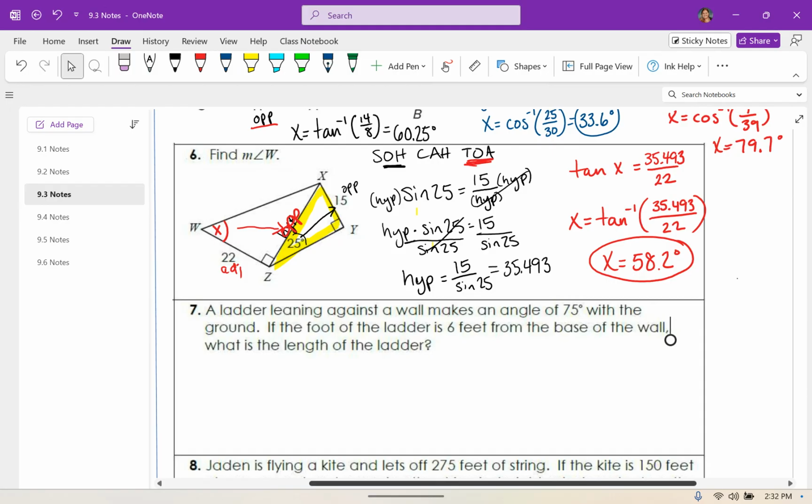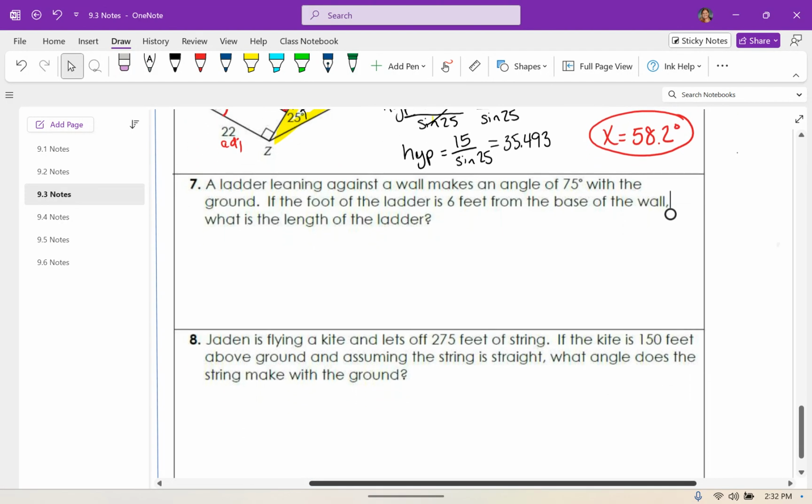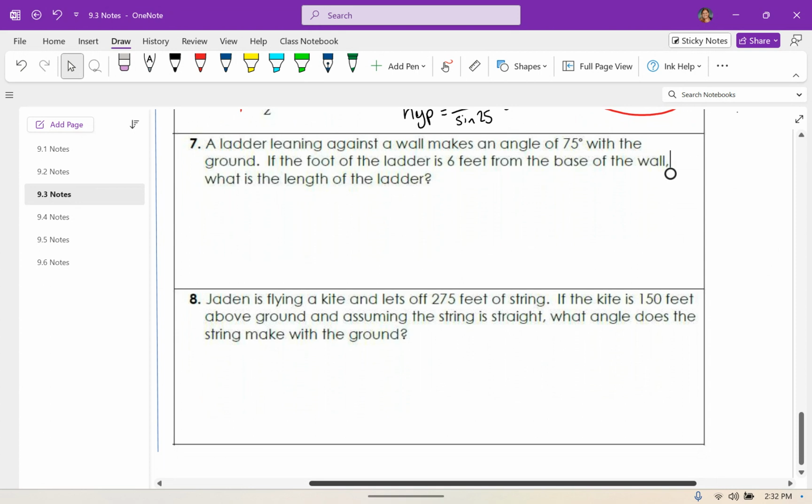Okay, two more word problems and we're done. A ladder leaning against the wall makes an angle of 75 degrees with the ground. So here's my wall, here's my ladder, and it makes a 75-degree angle with the ground. That wasn't a very good triangle, sorry. If the foot of the ladder is 6 feet away from the base of the wall, what is the length of the ladder?